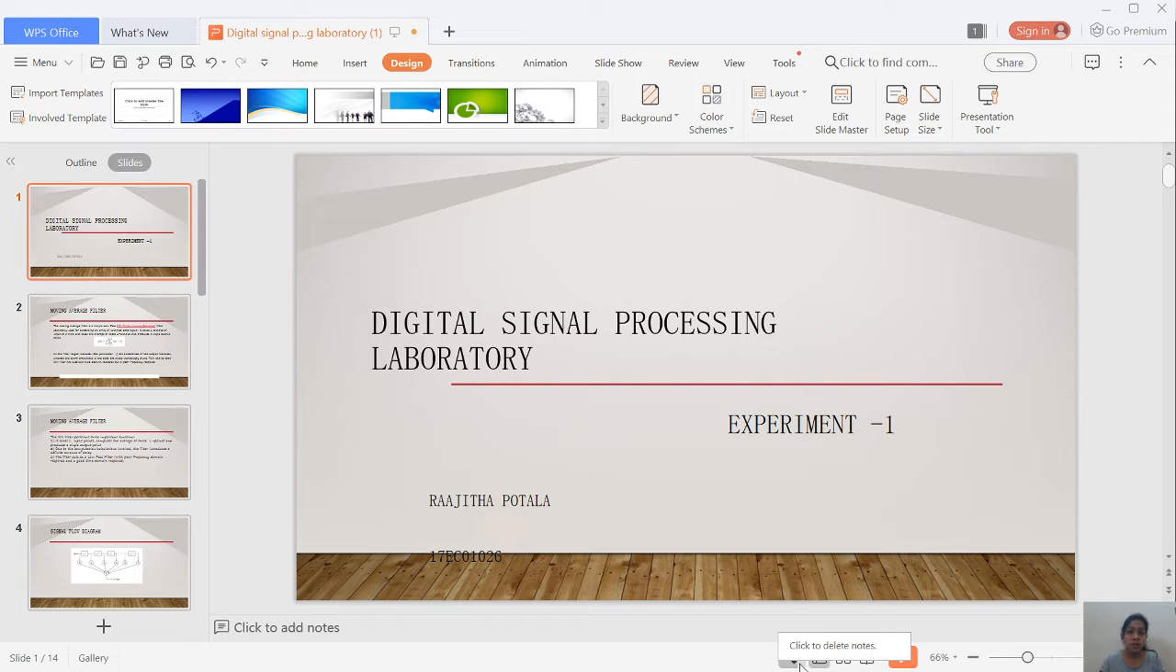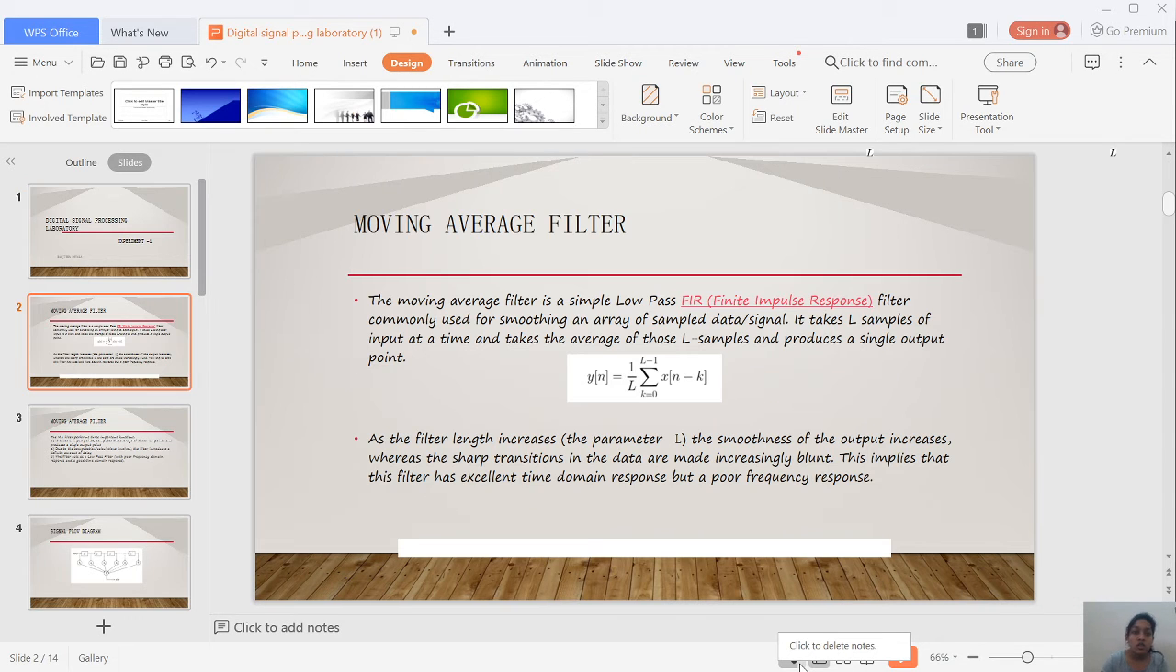Today we are going to discuss some of the experiments performed in the digital signal processing laboratory. So the aim of the experiment is to study the performance of various filters like the moving average filter and other derivative filters. So first let us look into what a moving average filter is.